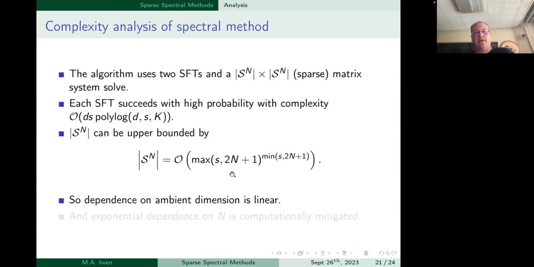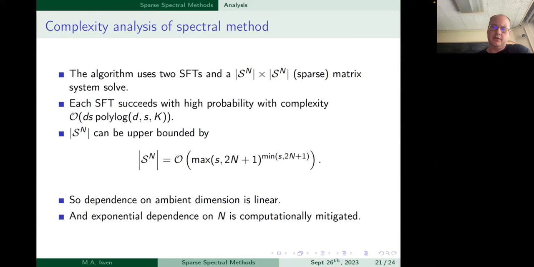The dependence, most importantly, on the ambient dimension of this entire thing is going to be linear or log linear, right? There's nothing in here that has to do with what D is. It only depends on your choice of sparsity and stamping set level. The only place D shows up is in your sparse Fourier transform runtime. So we have very mild dependence on the dimension.